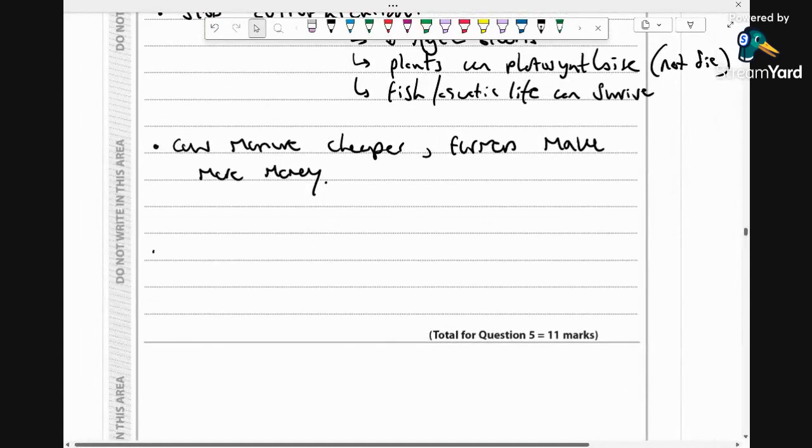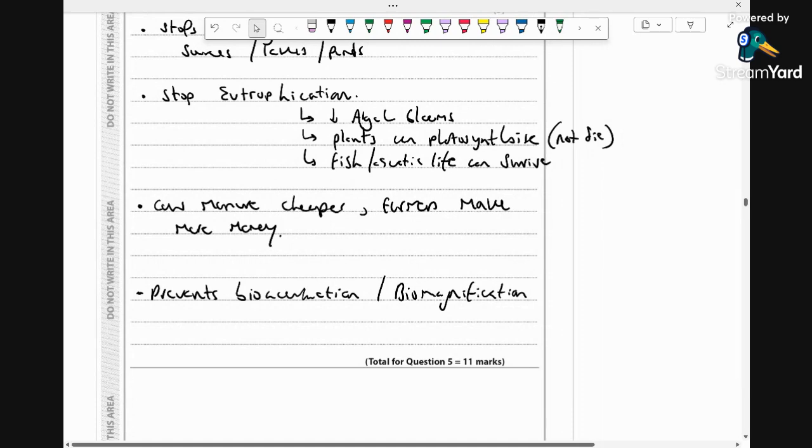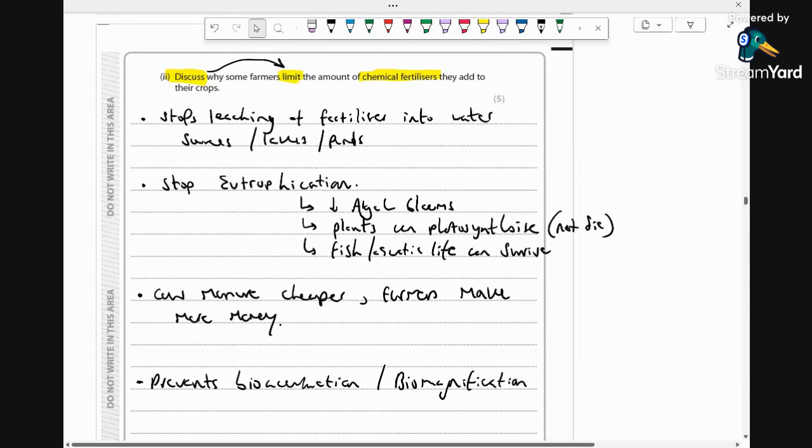Potentially ethical reasons, so it prevents bioaccumulation and magnification, so it doesn't harm other organisms. I think we'll give that there. I can't think of anything else off the top of my head immediately, but I think that's probably enough. We said at least 4 things there, I think, on chemical fertilizers.